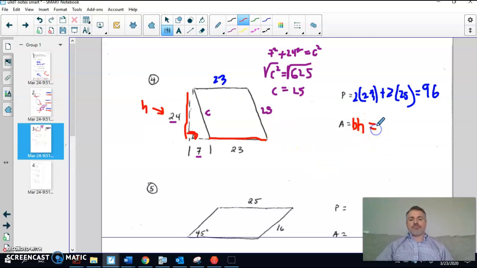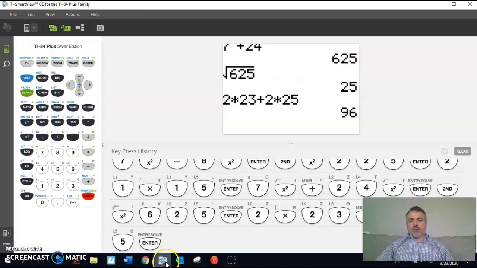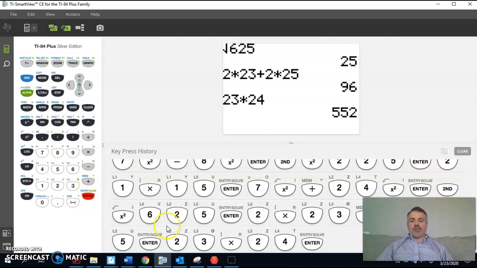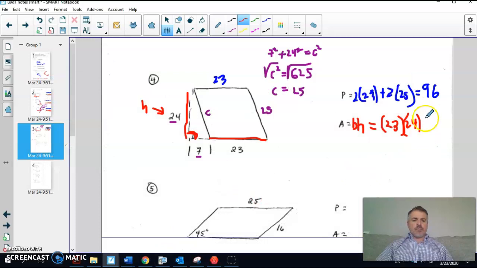So for the calculation, it would be equal to the base of 23 times that height of 24. So I would do 23 times 24. So I end up with 552. So that's equal to 552, believe it or not.